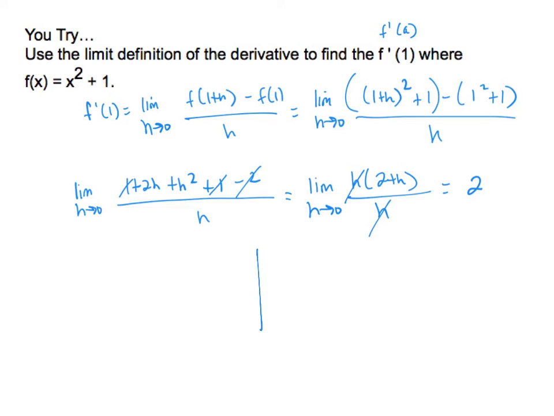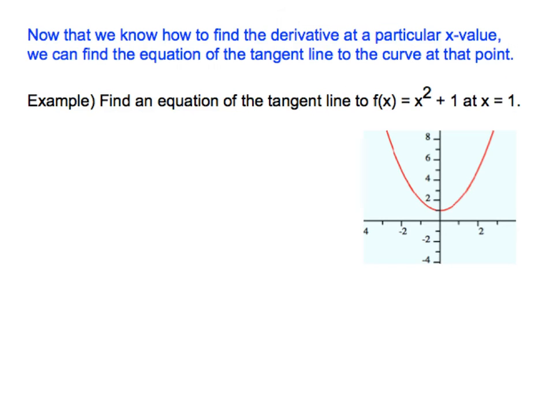Okay, in this case, graphical connection, x squared plus 1 would be here. At 1, the tangent line would be a positive tangent line. Okay. So the next step from here, now that we know how to find the derivative at a particular x value, we can find the equation of the tangent line to the curve at that point. So this is the exact example that we just did. We found the derivative at 1 of x squared plus 1, and that came out to be 2.